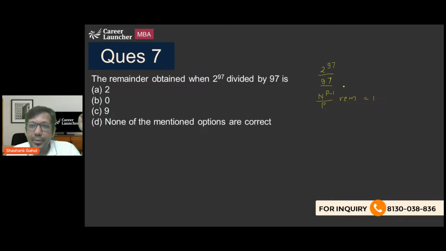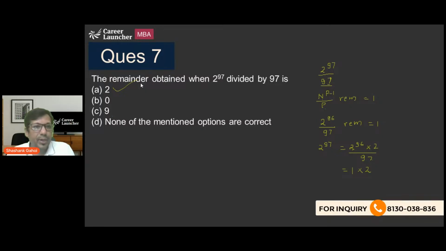97 is a prime number, yes. So 97 minus 1 is 96. So 2 power 96 divided by 97 is going to give you a remainder of what? Remainder of 1. So 2 power 97 can be written as 2 power 96 into 2. This divided by 97. So 2 power 96 divided by 97, remainder is what? 1. 2 power 1 divided by 97, remainder is what? 2. So what is the overall remainder we are going to get? That is going to be 2. That's option A. Easily we can get the answer of this question.